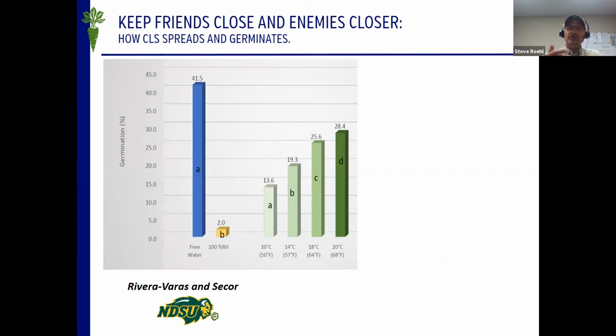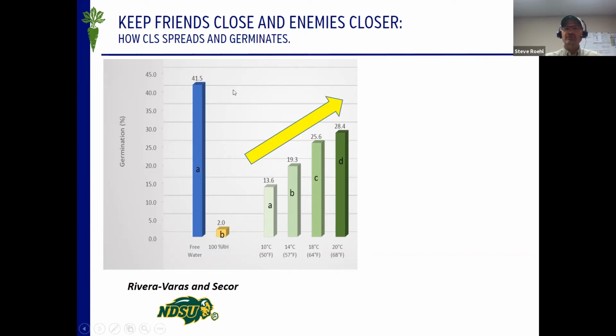First of all, we need to understand, again, that if we understand this life cycle, we can keep our friends close and our enemies closer. And this is how CLS spreads and germinates. This is from work conducted by Viviana Rivera Varas and Gary Secor out of NDSU. And obviously, the things we already know, and that is that with increasing temperature, we do tend to see increases in the germination percentage of our Cercospora leaf spot spores.